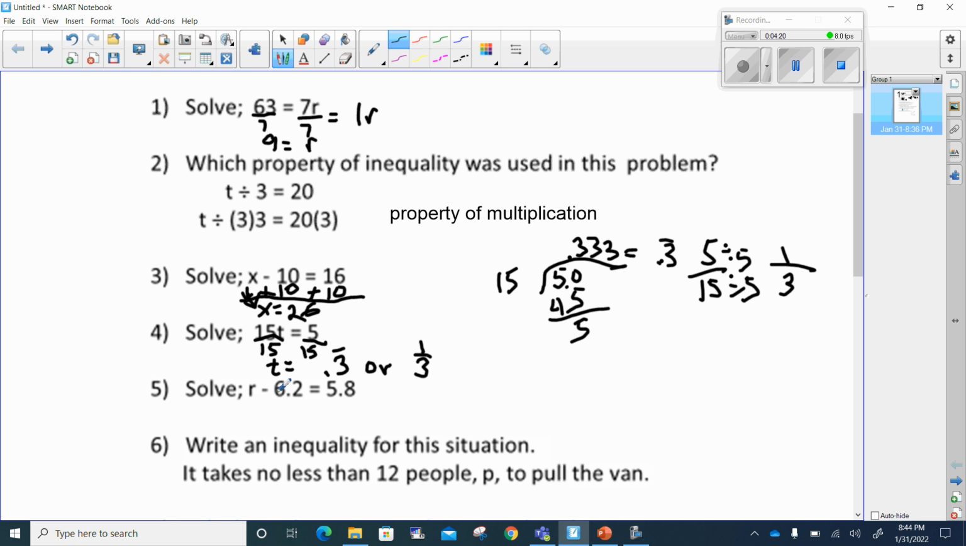All right, number 5 is not that hard. It says r minus 6.2 equals 5.8. I need the opposite of negative 6.2. That's positive 6.2. Whatever I add to one side, I add to the other. So I'll add 6.2 over here.